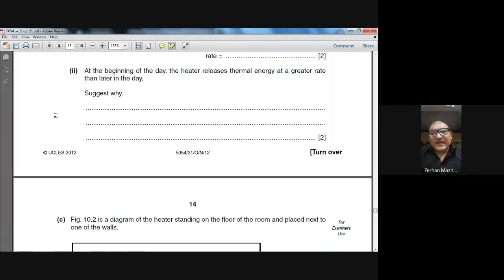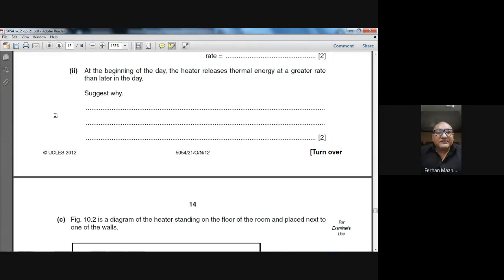But during the day, the rate of cooling becomes less. The rate of loss of the thermal energy becomes smaller. So later in the day, the rate of the loss or release of the thermal energy becomes smaller. The question is why. So we have to suggest why.